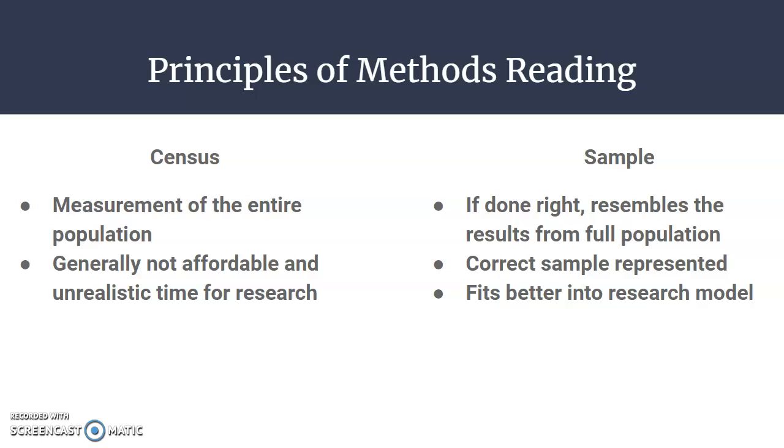Generally, this is not affordable or realistic time-wise for research because you want to make sure that you get your data collected in a timely fashion, and if you're measuring a whole university or even multiple schools, this would not be realistic at all. So that's why you turn to samples, and if you do this right, it should pretty much resemble the results from the full population. It definitely fits better into the research model overall.